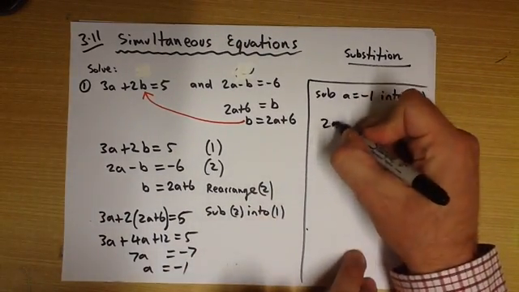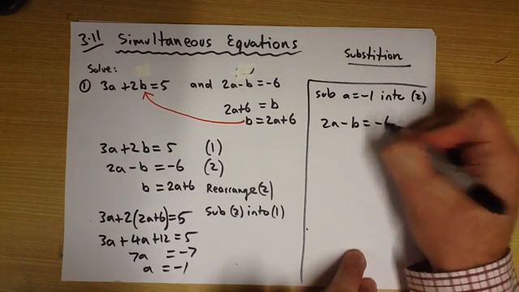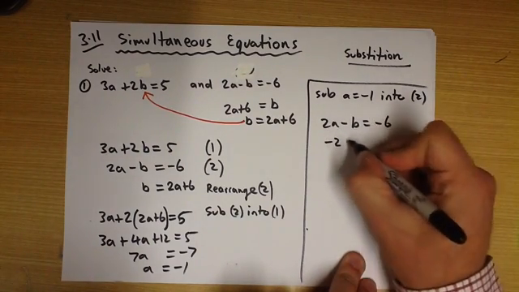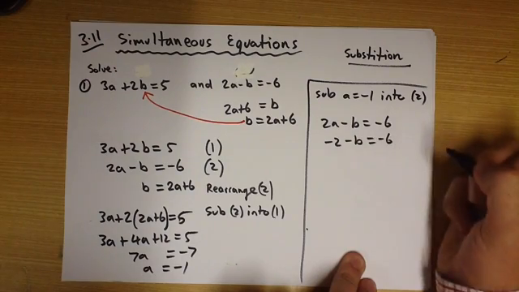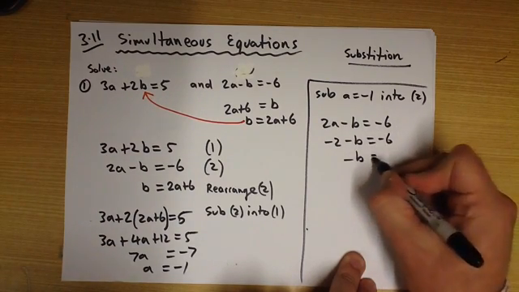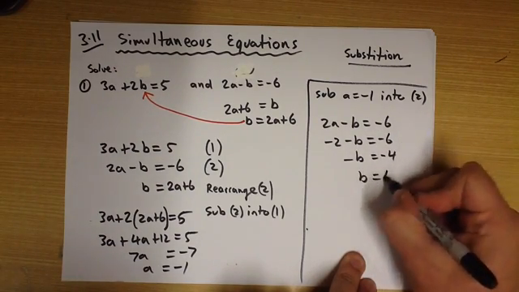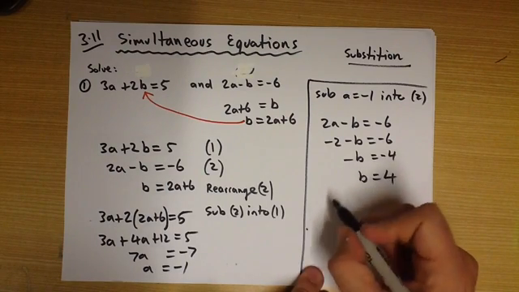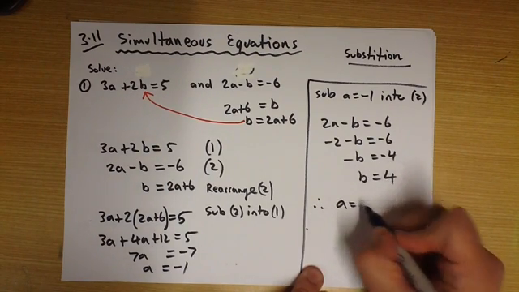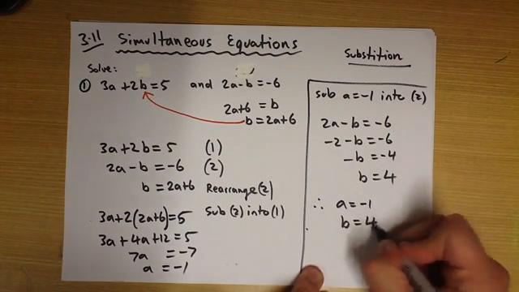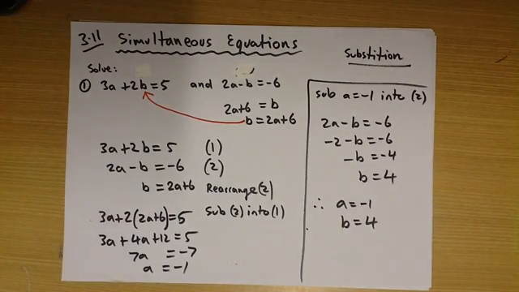So I get 2a minus b equals minus 6. So I get minus 2 minus b equals minus 6. So I get minus b equals minus 4. So b equals 4. So the solutions, a equals minus 1 and b equals 4, are the two solutions to this simultaneous equation.